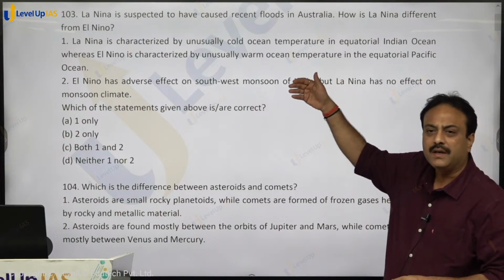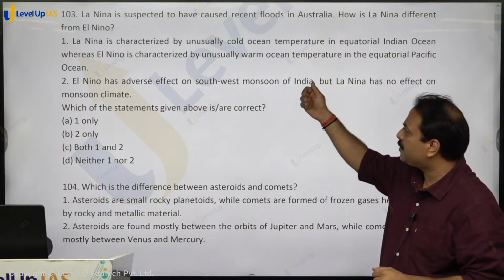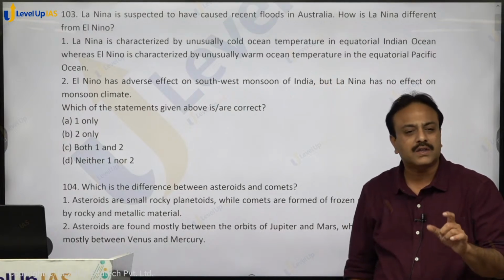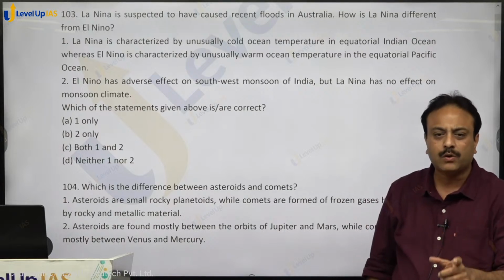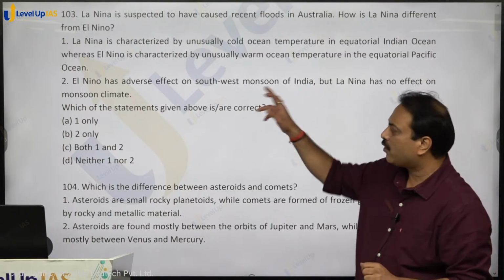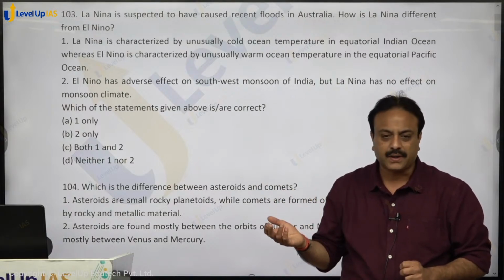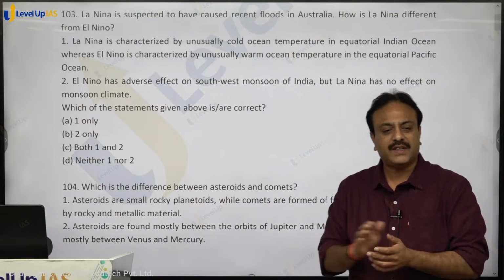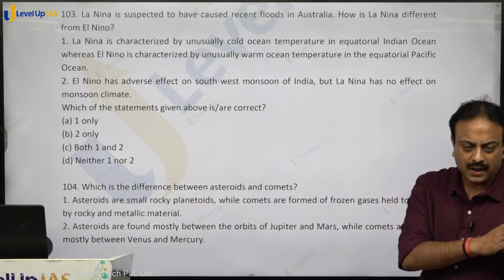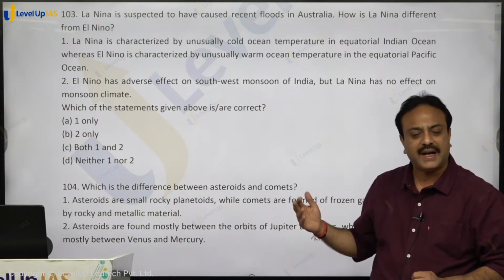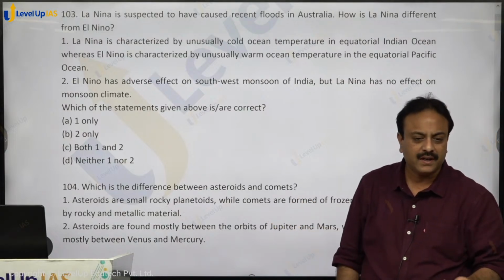Statement number 1: La Nina is characterized by unusually cold ocean temperature in equatorial Indian Ocean. La Nina and El Nino is a concept of the Pacific Ocean. It has nothing to do with the Indian Ocean. If we are talking about La Nina, it means we are having cold temperature in the eastern part of the Pacific, and the Western Pacific is having comparatively higher temperature. That is La Nina. El Nino means the Eastern Pacific having high temperature, Western Pacific having less temperature.